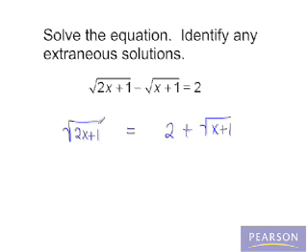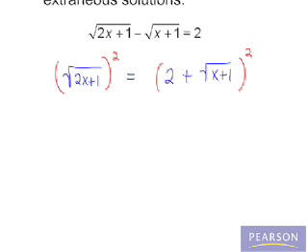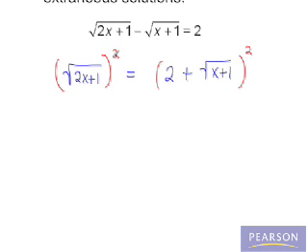Now we're going to square both sides of our equation. Square the left side and square the whole right side. The left side is pretty basic. The square and the square root negate each other, and we are left with 2x plus 1. However, on the right-hand side we're going to be squaring a binomial, so at first it's going to look like a complicated expression.